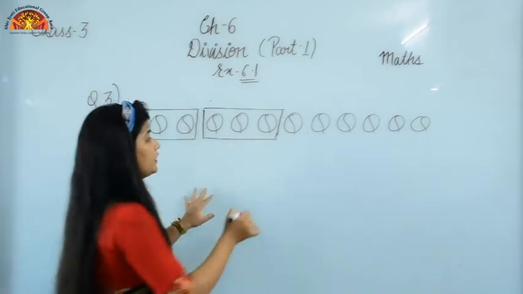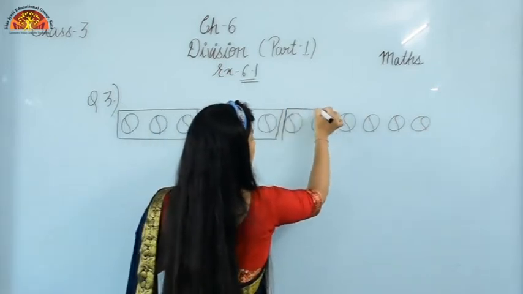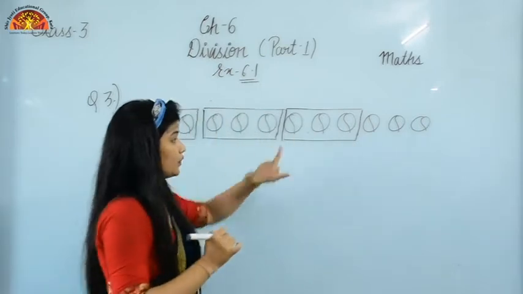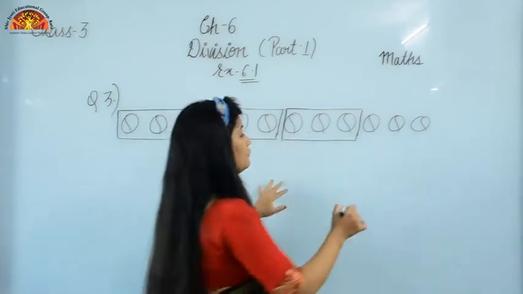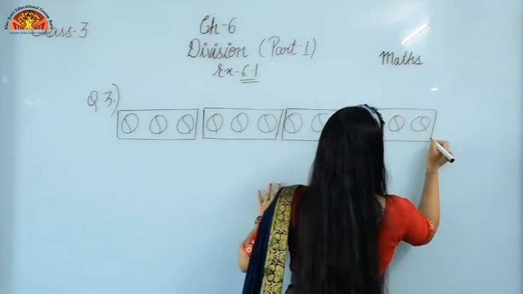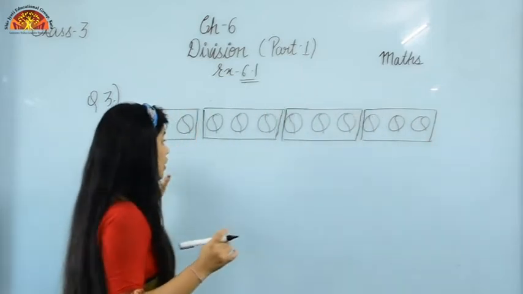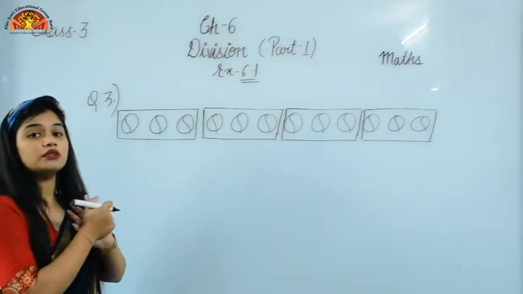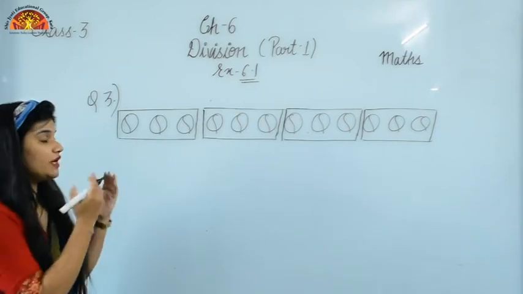So again we have to draw a box here and then again we are separating 3 balls, 1 2 3, and again we have to draw a box and we have to separate 3 balls here. Is it clear, students? So now we have separated 3 balls and now let me count the boxes. How many boxes we have formed here?